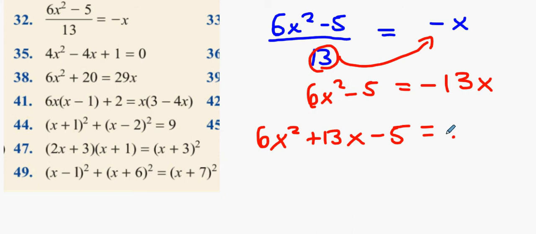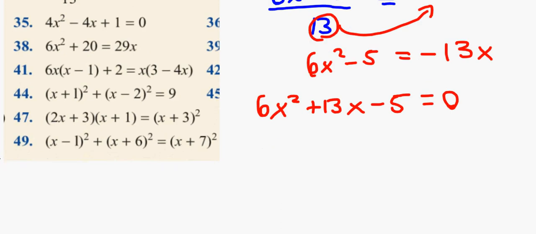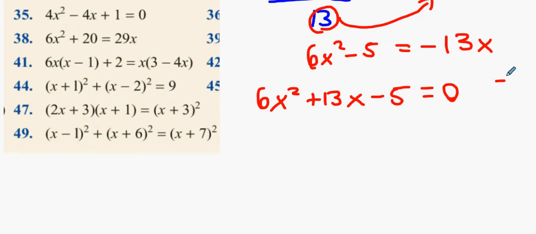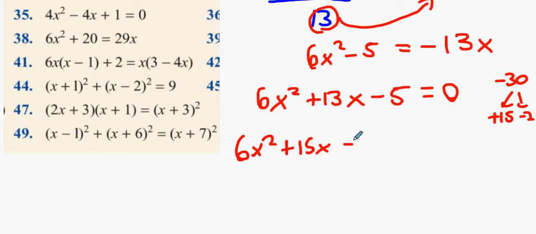Now, the minus 5. What's the special number, the reference number? Anybody? Minus 30. Two numbers that multiply to give you minus 30, but add to give you plus 13. Plus 15 and minus 2, okay. What's next then? 6x squared, yeah? Minus 2x, plus 15x. Excellent. Take away your 5. We're nearly there now.